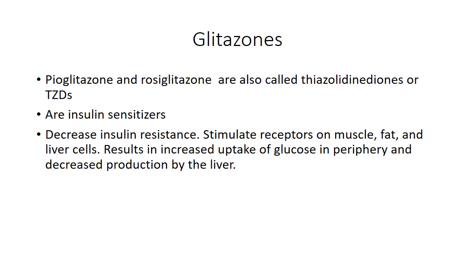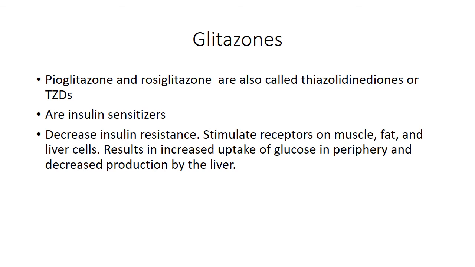I have told you that in type 2 diabetes mellitus there are two types of problems. Number one problem is that there is decreased release, there is deficiency of insulin in the body. Number two problem in type 2 diabetes mellitus is that the insulin is present but the receptors are resistant. Receptors do not allow the present insulin to work properly. So this is called insulin resistance. So these glitazones decrease the insulin resistance.